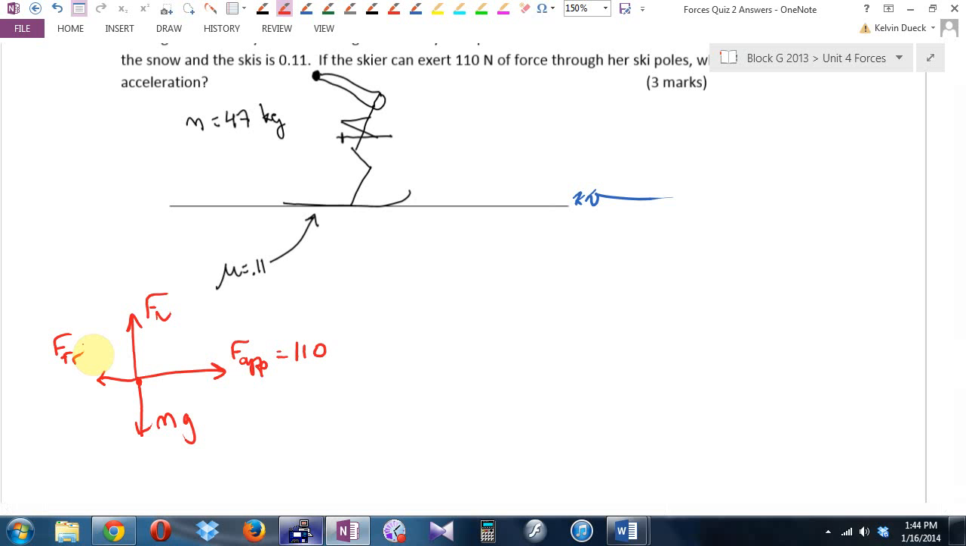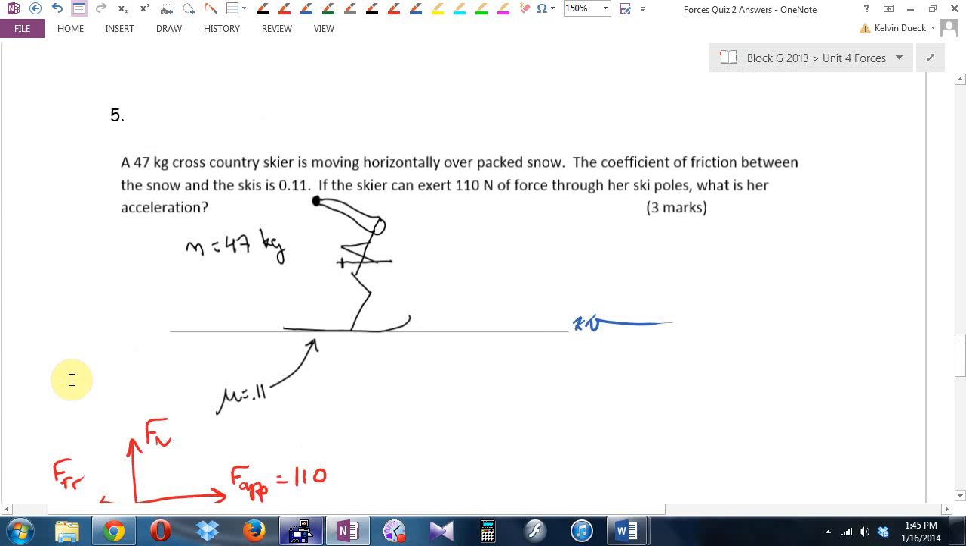I mean, it's definitely, I think it's a Newton's third law reaction. I think it's like you push against the snow and the snow pushes you forwards. I phrased this question carefully. You'll notice I didn't say the ski poles exert a force of 110 newtons forwards. I just said, hey, if the skier can push on their poles with 110 newtons. So it's a nice little Newton's third law thinking that has to go on.